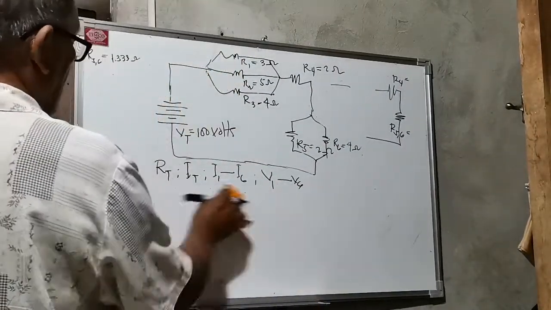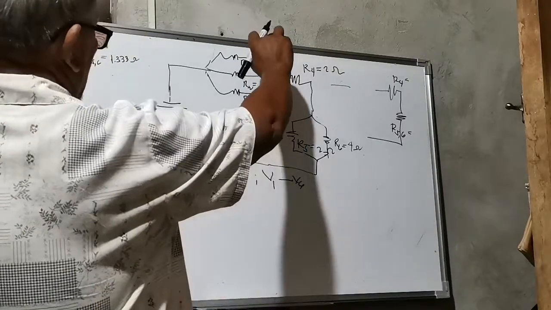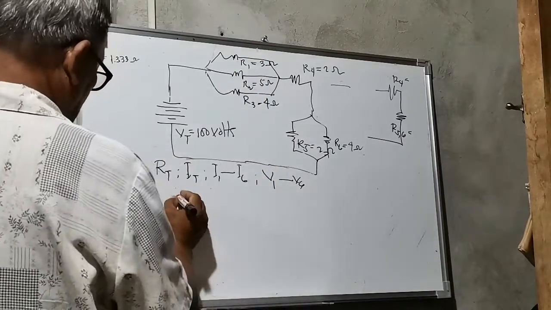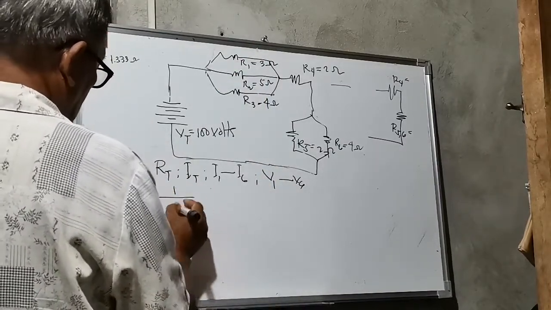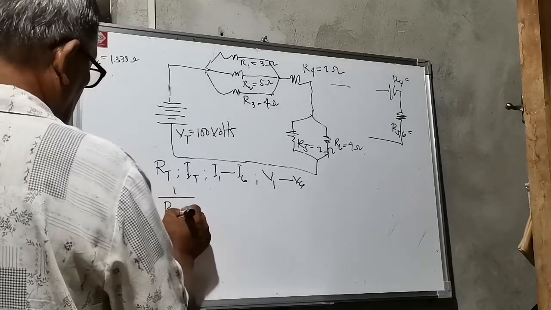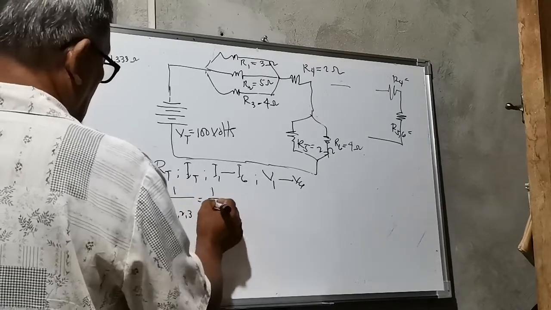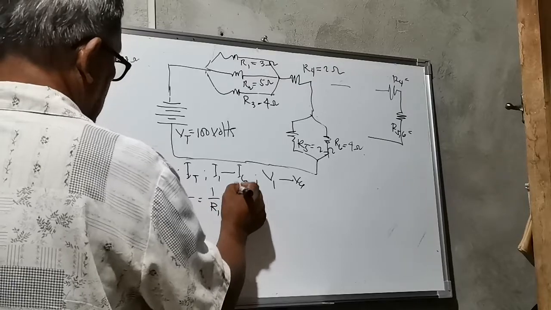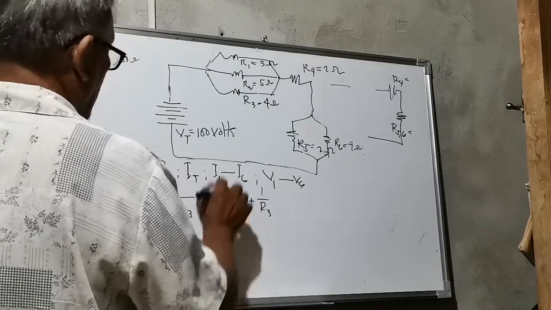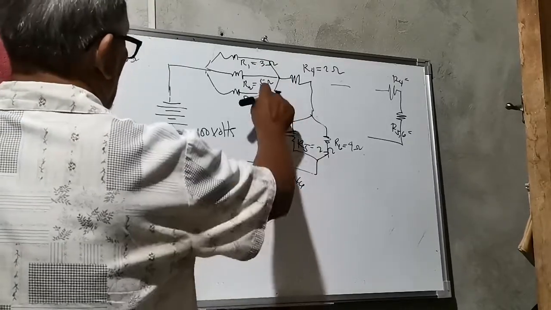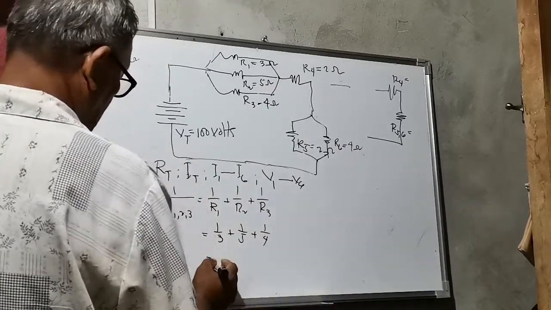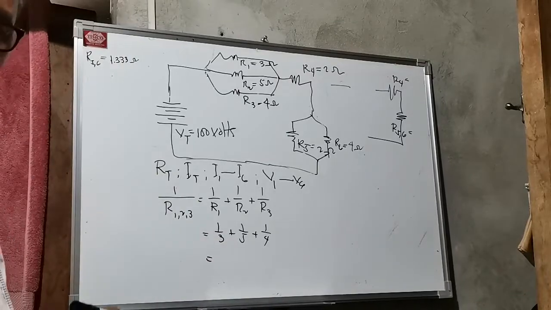R1, R2, and R3. By the way, what are the connections of these 3 resistors? They are also connected in parallel. And therefore, we are going to solve for R1, 2, and 3 with a reciprocal. It's equal to 1 over R1 plus 1 over R2 plus 1 over R3. Giving us 1 over R1 is 3, 1 over R2 is 5, 1 over R3 is 4.